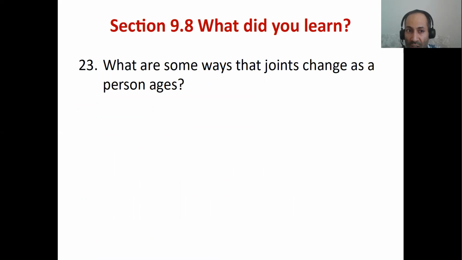Some ways that joints change as a person ages: the cartilage becomes thinner, the bones become weaker, the ligaments become weaker, you're more likely to fracture your bones, you're more likely to get sprains and strains, and also develop arthritis, both osteoarthritis and rheumatoid arthritis, and even gouty arthritis.